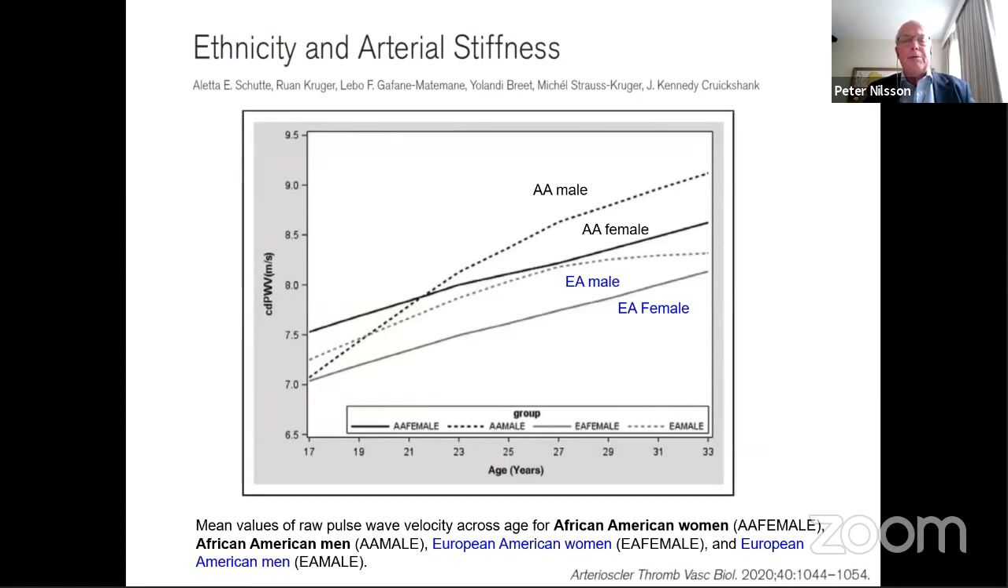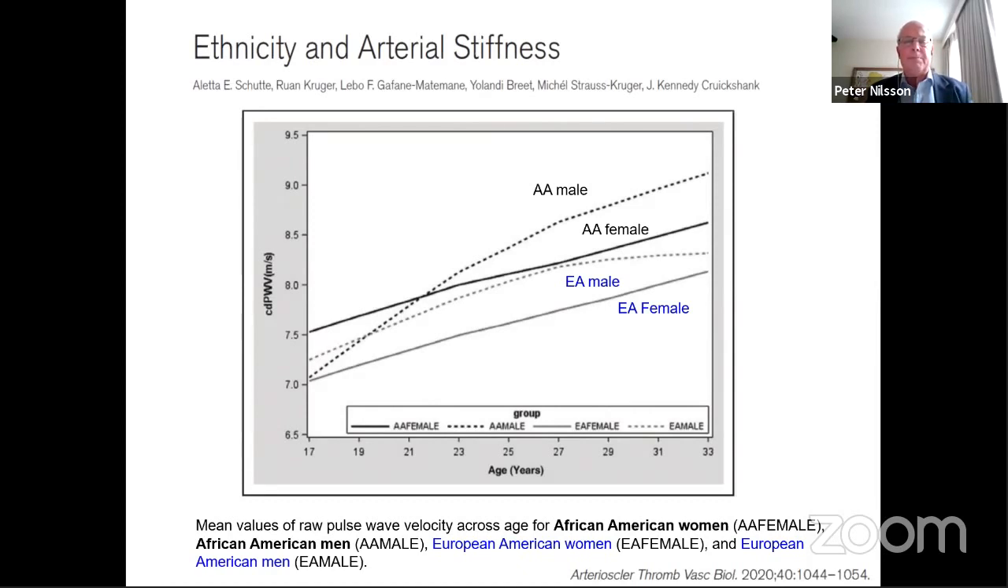Ethnicity should be taken into account because there might be interesting differences, not only in biology, but also in lifestyle and social circumstances, to influence what we see on this slide from a very recent review by Alta Skytte, the president of the International Society of Hypertension, and many co-workers, to show you that in African American women and men, the age-related increase of pulse-wave velocity, vascular aging, is more pronounced as compared to European American women and men.